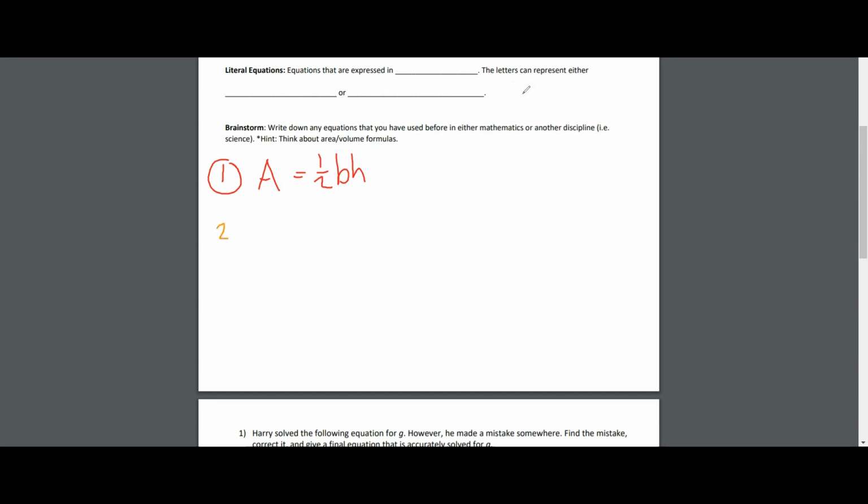We have the area formula for a square. So the area equals one of the sides squared, right? Because a square, it's really length times width, but for a square, the length and the width are the same.